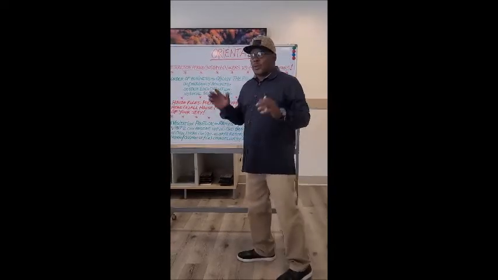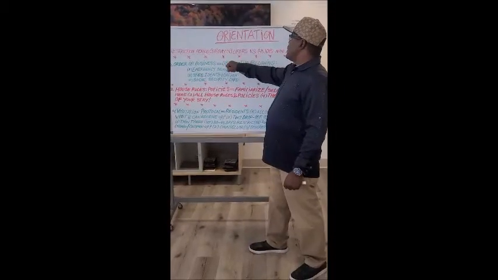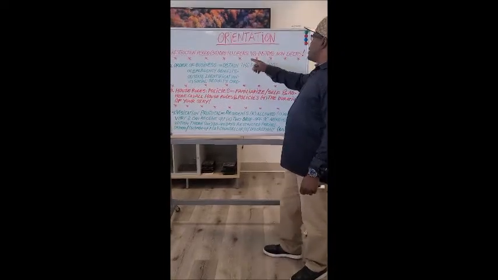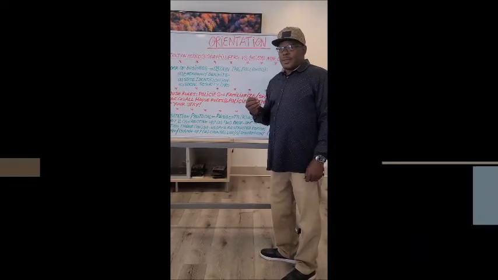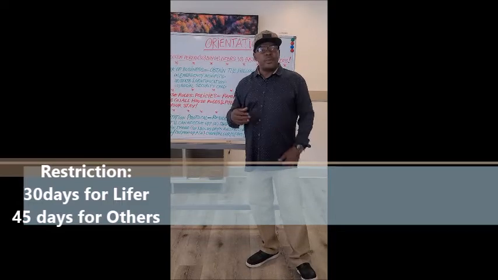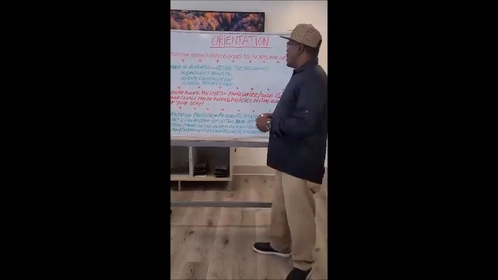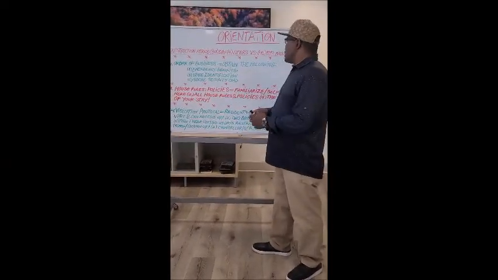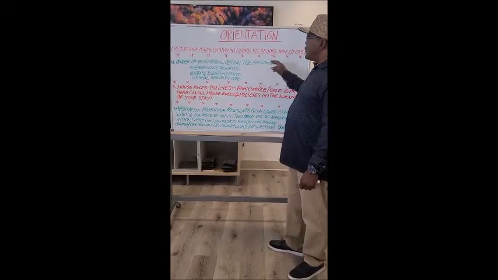The first thing about orientation and being on the restriction is the restriction period, which is 30 days for lifers and 45 days for non-lifers. So if you're not a lifer, you have 45 days when you are restricted. If you're a lifer, you only have 30 days. Now, within that, you have an order of business, pertaining to the things that you want to obtain.